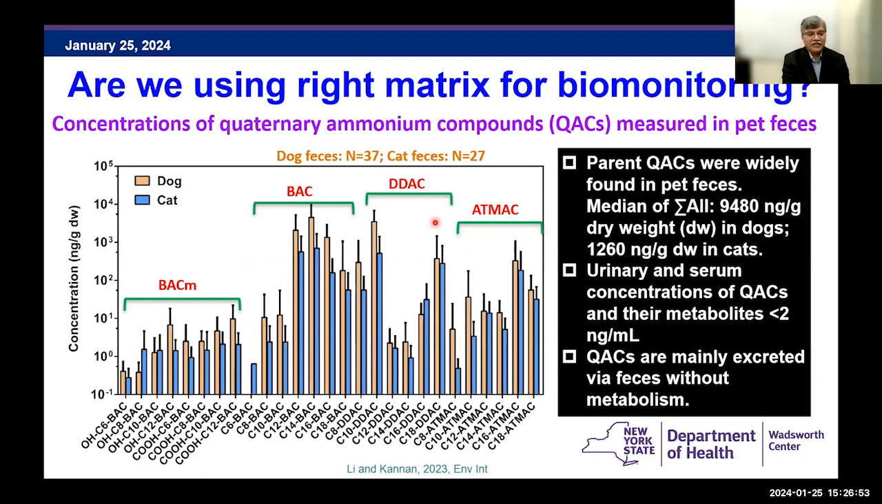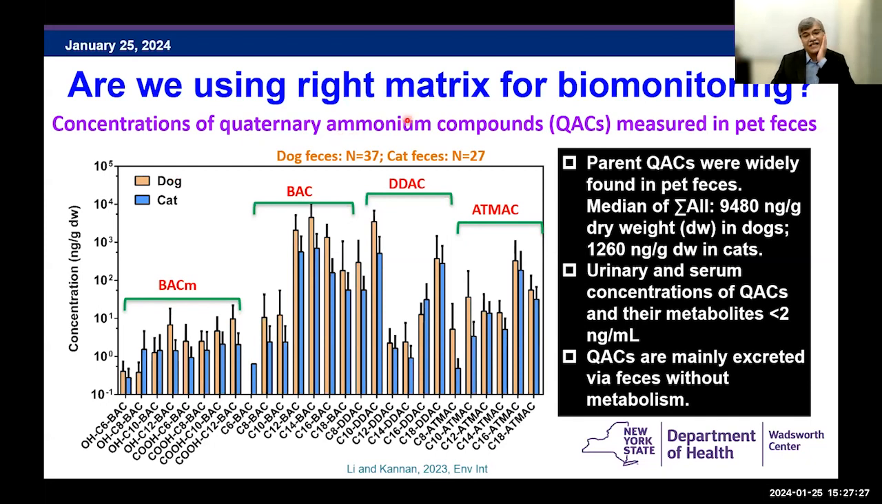So then next question, are we using the right matrix, right? When I talked about phthalates, I said yes, we are using urine, but phthalates are not excreted 100% in urine. There is some fraction excreted in feces. And higher molecular weight phthalates, nonyl phthalates, decyl phthalates, 10, 12, 20, 30 carbon phthalates are excreted predominantly in feces. So we miss those exposures if we are not measuring these chemicals in feces.